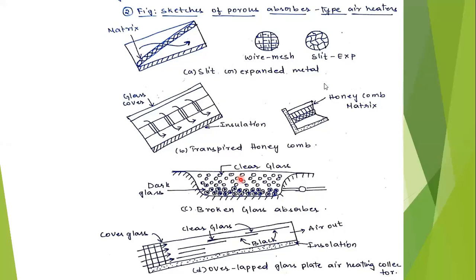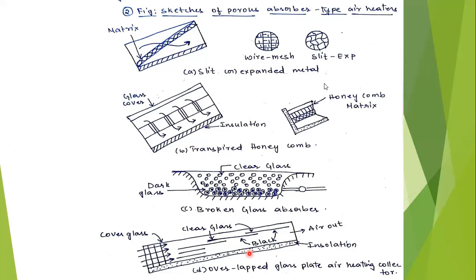Okay, if you look at figure D, this is the overlapped glass plate air heater. It is considered as one form of porous matrix, although the overall flow direction is along the absorber glass plates instead of across the matrices. So the plate and air stream temperature increases gradually along the collector, step by step. And they also increase from top to bottom.